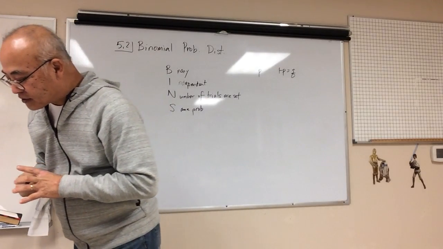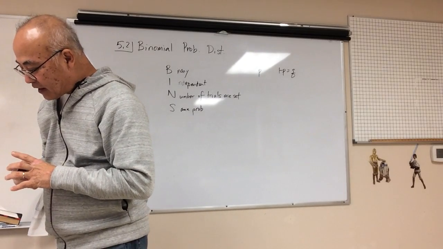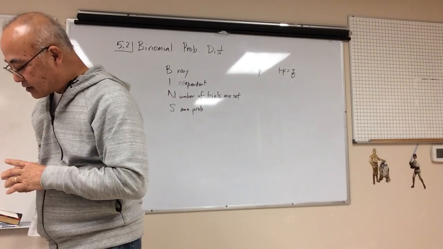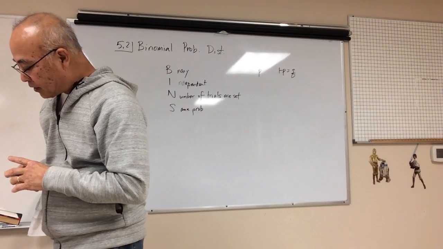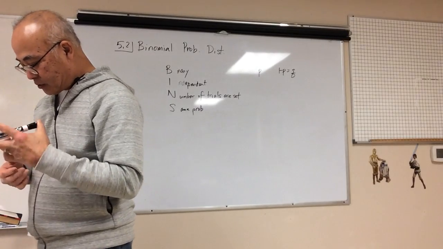Okay, so then there's N, the fixed number of trials, and then X is the number of successes, whatever you call that success, right? P is the probability of success, Q is the probability of failure, and so forth.